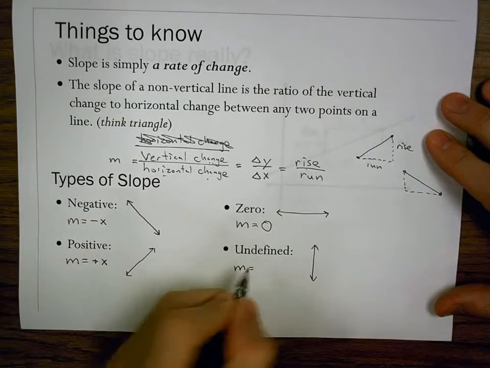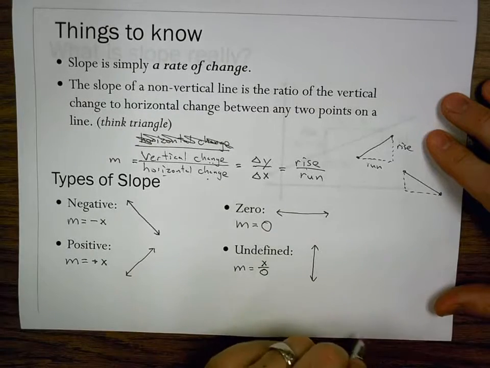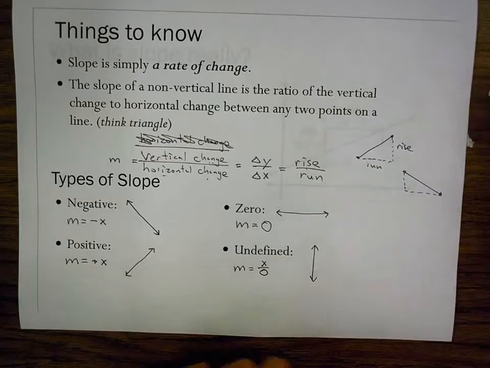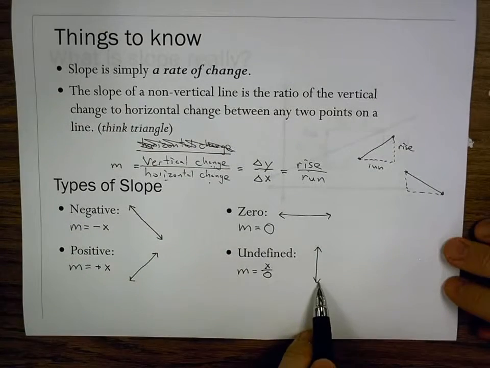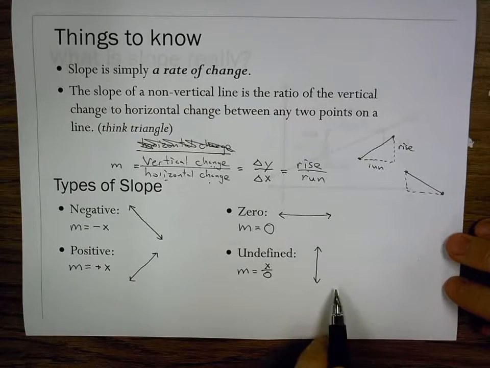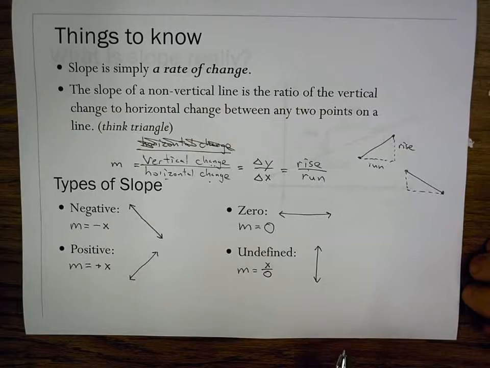And an undefined slope is like an undefined number. So let's say we had some number divided by 0. If you had that, you would say it's undefined. So it works the same way here. And why that works is this line has no run. It has no change in x. It only moves in the vertical direction, so there's nothing up there.